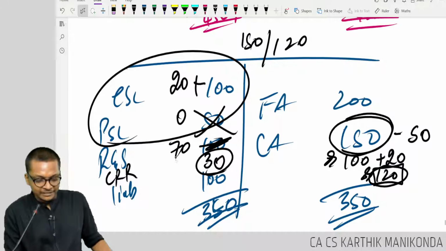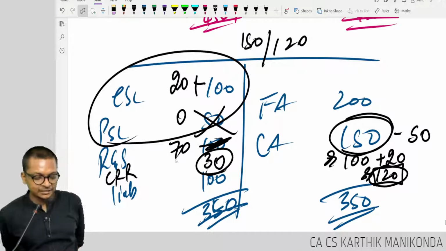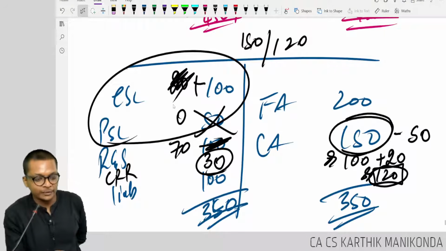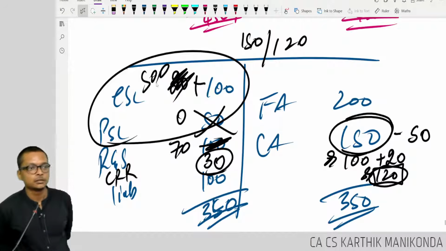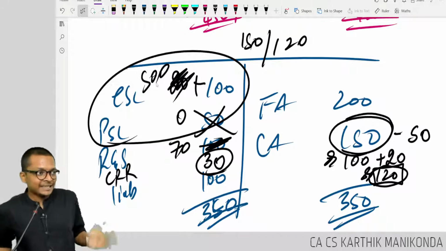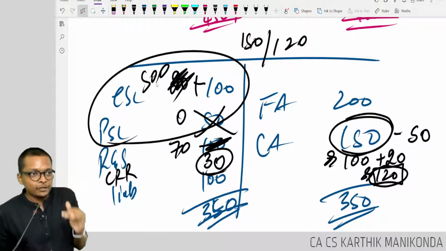Reserve and surplus will become 70. Reserves will become 70. CRR will become 30. Sir, what if in this sum new issue of equity shares is 500? How much will transfer to CRR? Nothing. Because my cash is increasing, not decreasing. My shareholders funds is increasing.